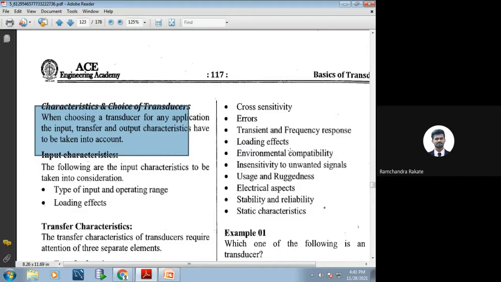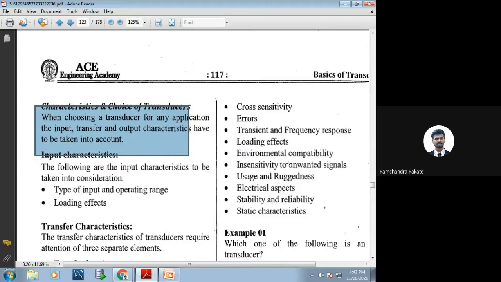Next will be the dynamic range. So what is the dynamic range? The operating range of a transducer should be wide, so it should not be narrow. Why? Because it will permit its use under a wide range of measurement conditions.